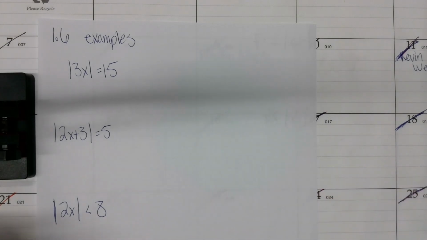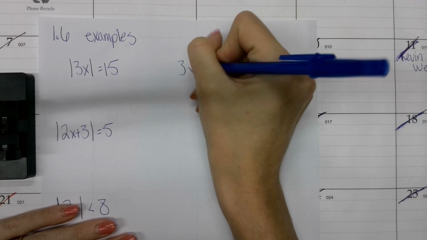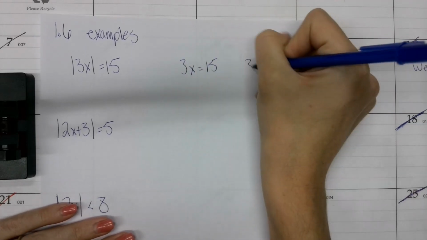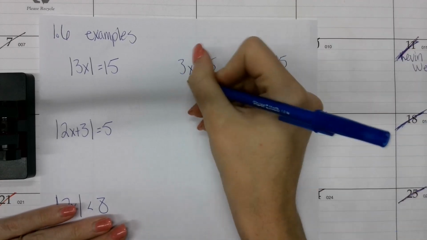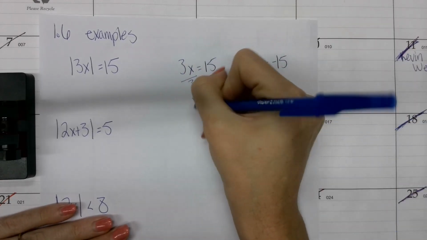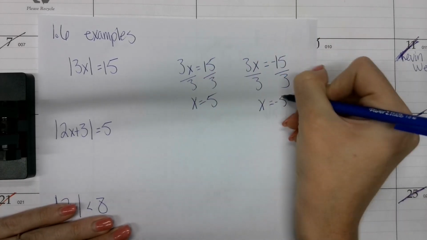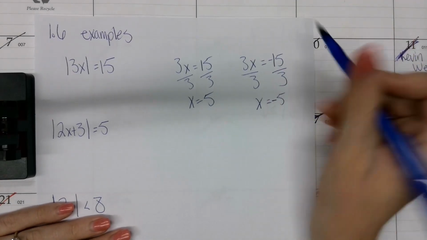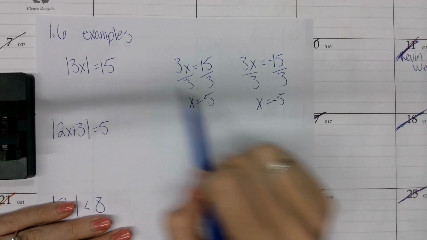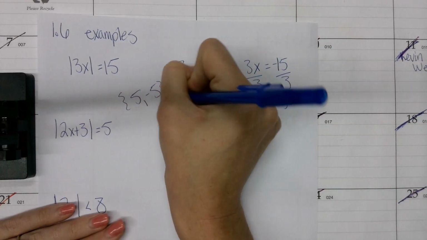Okay, so this one should be pretty quick because there's not too much to this lesson. Whenever I have the absolute value of 3x equals 15, I'd have 3x equals 15 and 3x equals negative 15. And then I'd solve for x, so divide by 3, so x equals 5 and x equals negative 5, because both are going to make this a true statement. 3 times negative 5 would be negative 15, but the absolute value of negative 15 is 15. So this one's solution set would be 5 and negative 5.